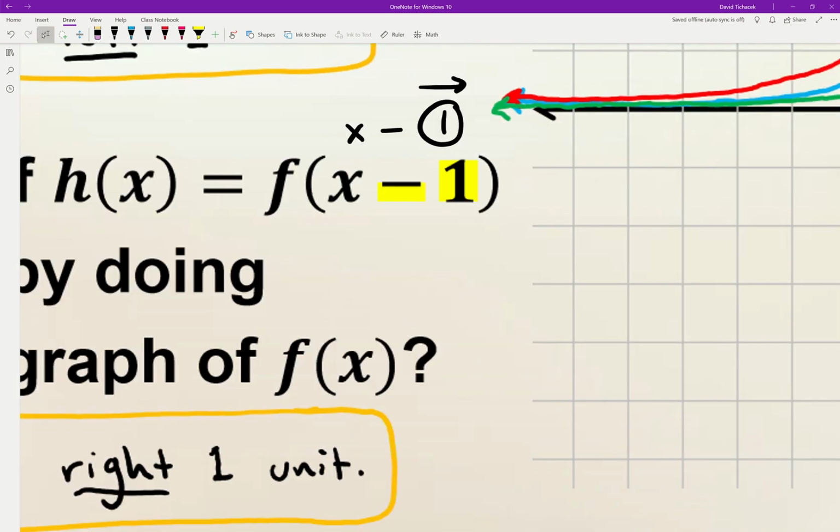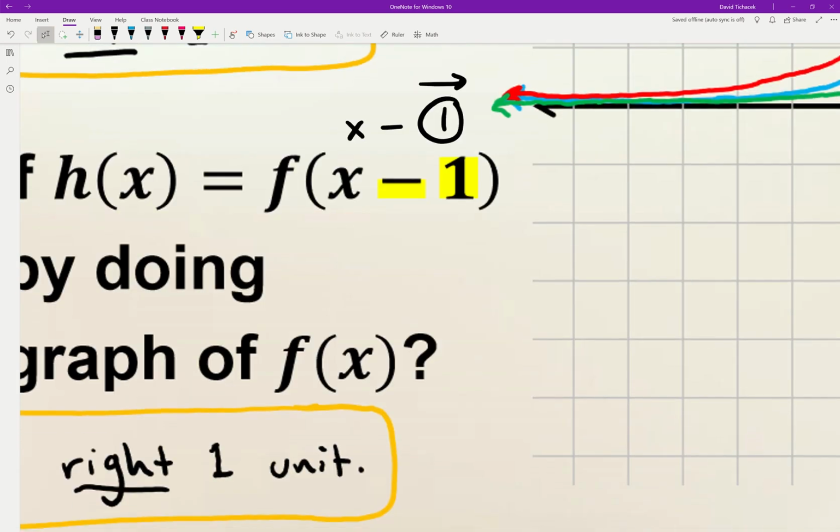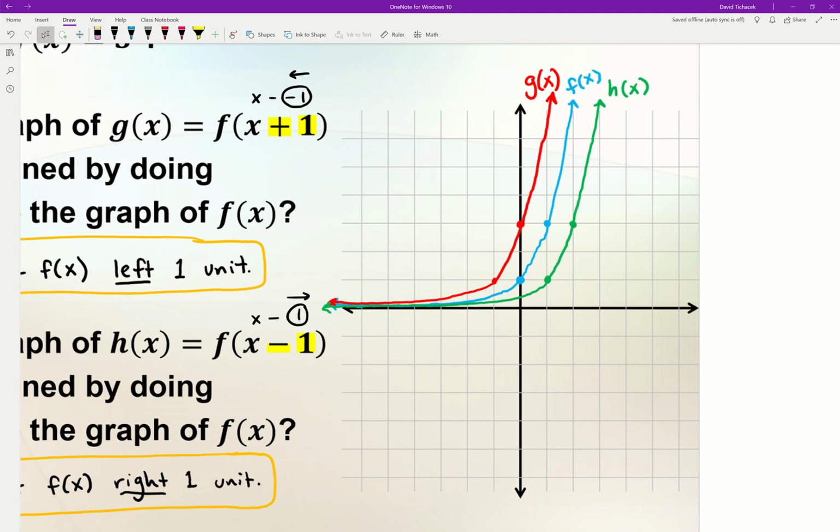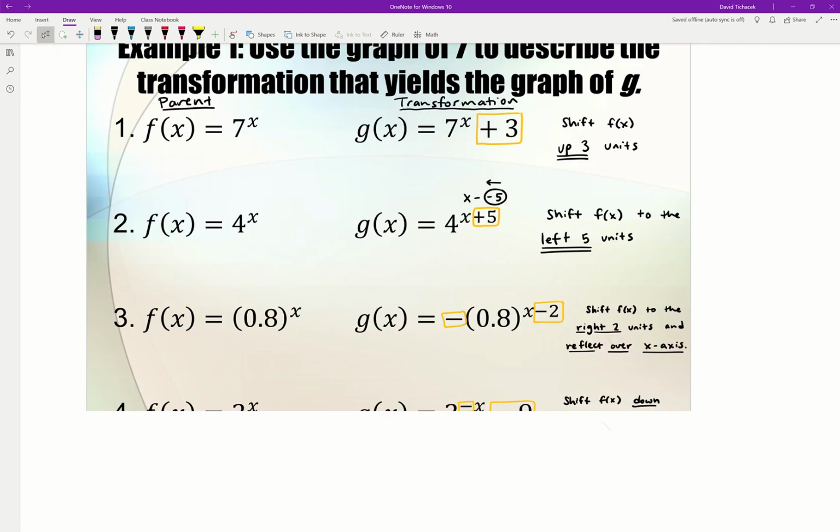Similarly down here, if it says x minus the number 1, then the number that we're subtracting away is a positive in that context, and in that case we're going to shift in the positive direction. And so there's all 3 of your graphs: your original parent function in blue, shifted to the left for red, and then shifted to the right for green.